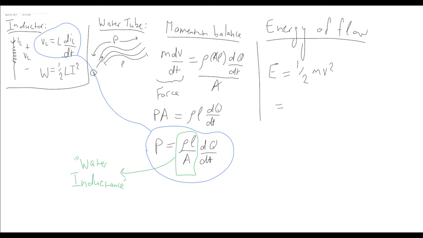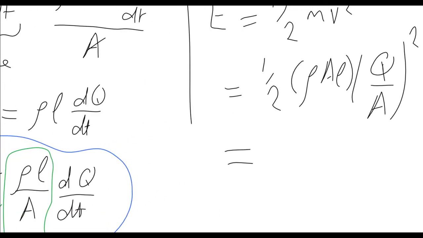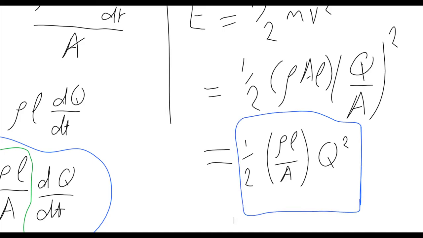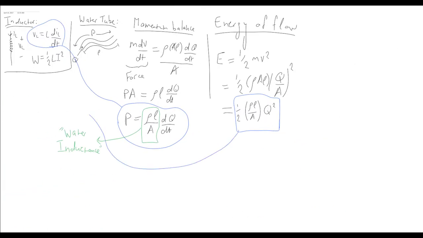Representing the kinetic energy equation, half mv squared, in terms of density and flow gives us the following equation. Mass can be represented in terms of density times volume, and velocity in terms of flow divided by area. Simplifying this gives us half rho L over A times Q squared. If we compare this to the energy stored inside of an electrical inductor, we find that it has the same form, and we get the same term for the water inductance.